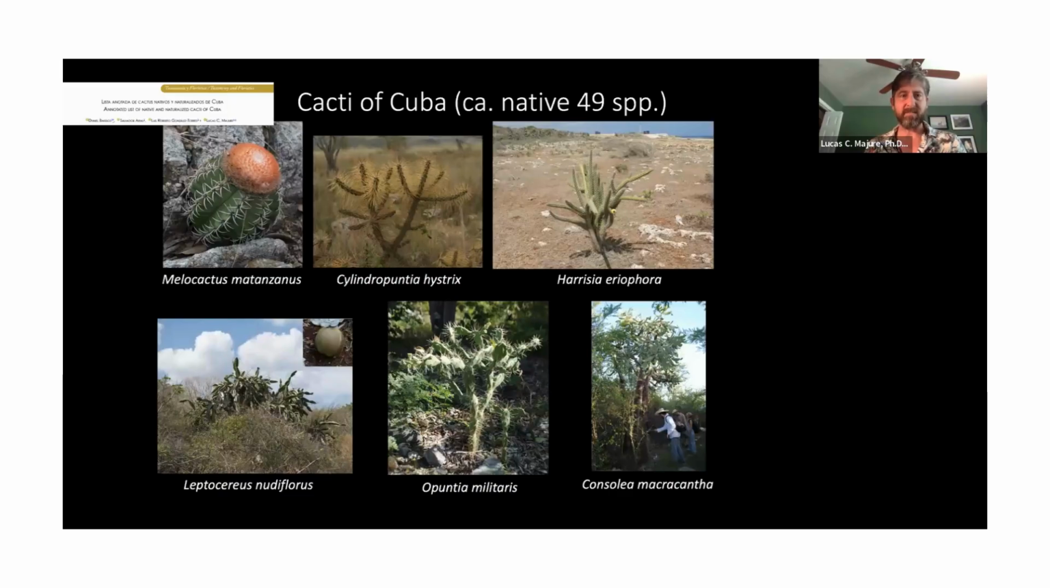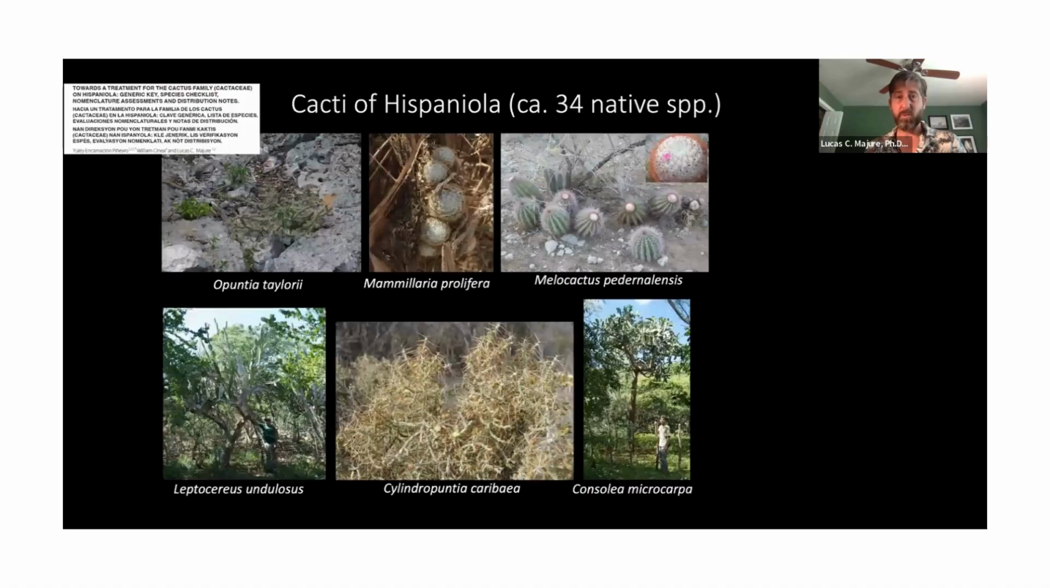We've recently published this annotated checklist of the cacti of Cuba. We found there are roughly 49 species of cacti that occur on Cuba. That number is actually higher if you include the non-native species, but you'll see some common patterns here. I'm going to compare this with Hispaniola in just a second, but we see the genera Melocactus, Cylindropuntia, Harrisia, Leptocereus, Opuntia, Consolea. If we switch to the island of Hispaniola, which we've also published a checklist for relatively recently, again we see Opuntia, we see Melocactus, Mammillaria, which is also in Cuba, we see Cylindropuntia again, Consolea, Leptocereus.